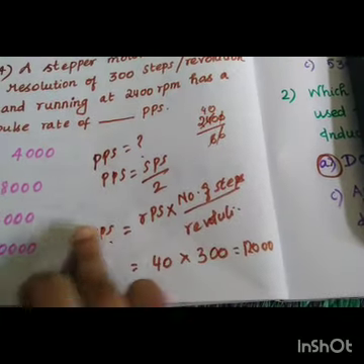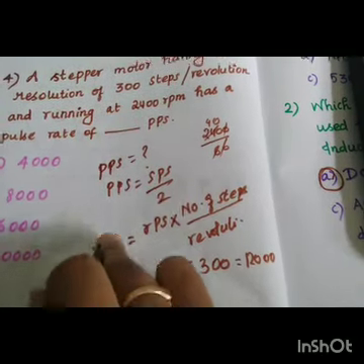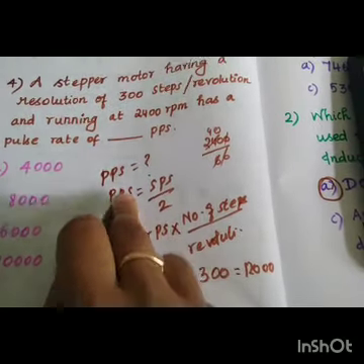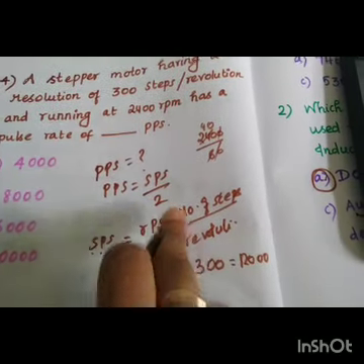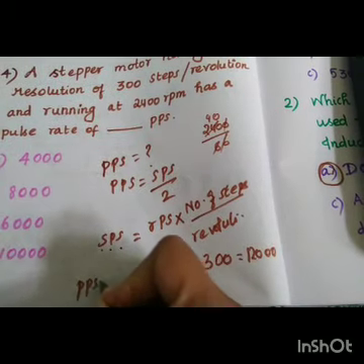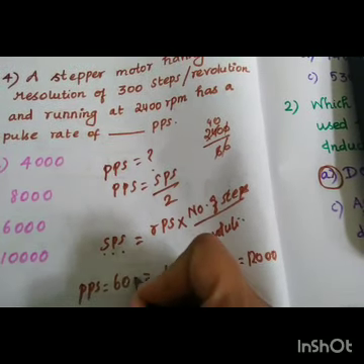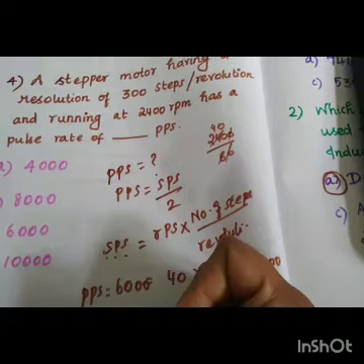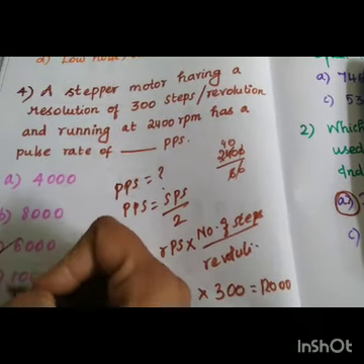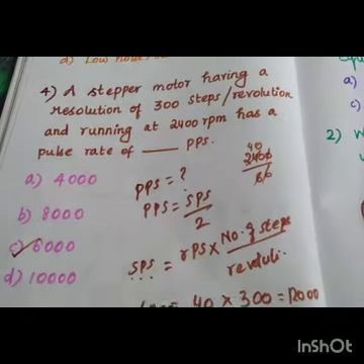SPS, steps per second. But the question asks for PPS, pulses per second. So what can we do? SPS by 2. So 12,000 by 2, your answer is PPS will be 6,000. Am I right? So 6,000 is the PPS you got. So the answer is option C. And yes, my dear friends, thank you.